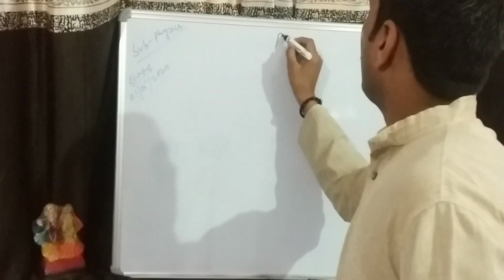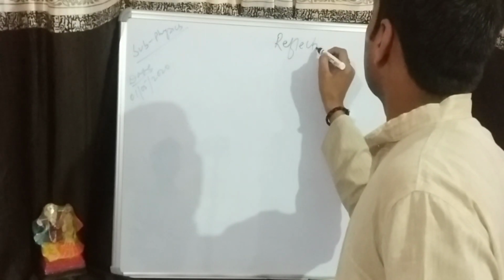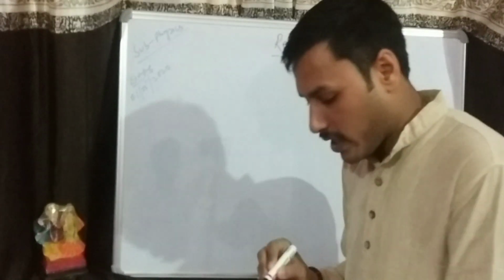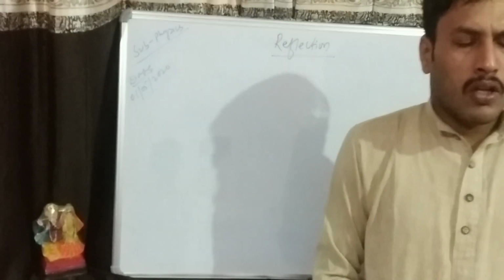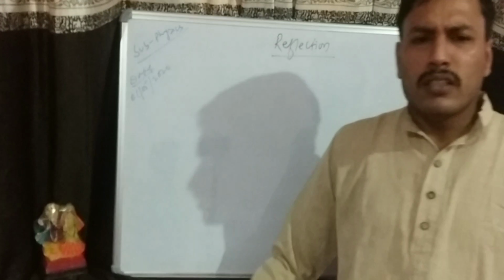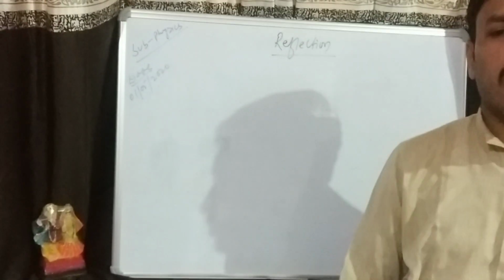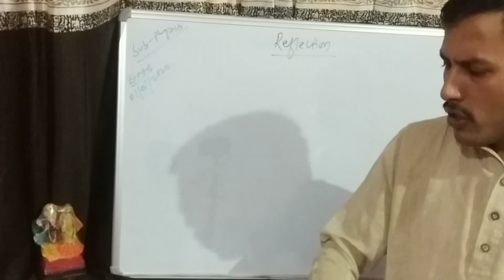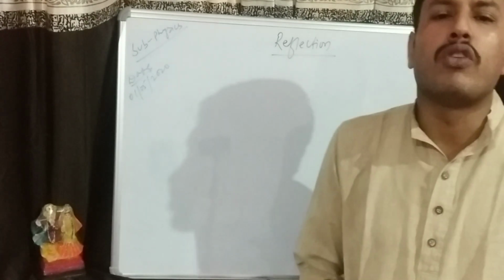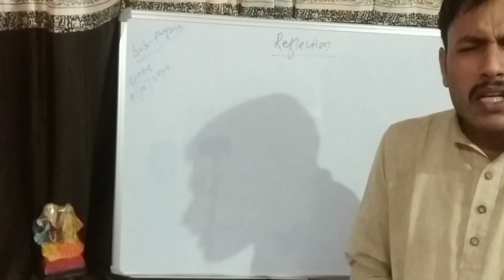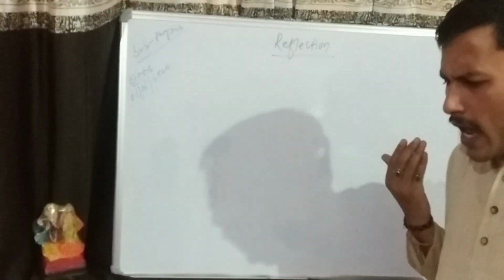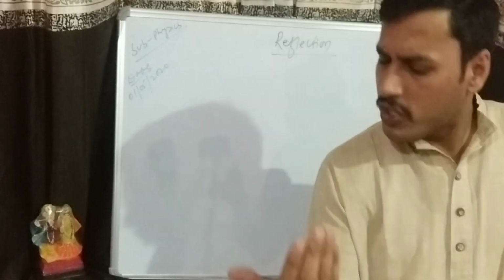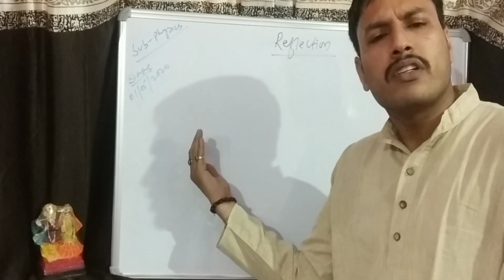Now, what is reflection? Reflection means the bouncing of light by any surface. That is known as reflection. The light bounced from any surface is known as reflected. Bouncing of light means the light will strike, change direction, and again strike a different surface.